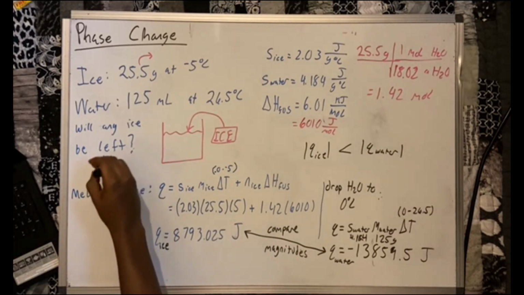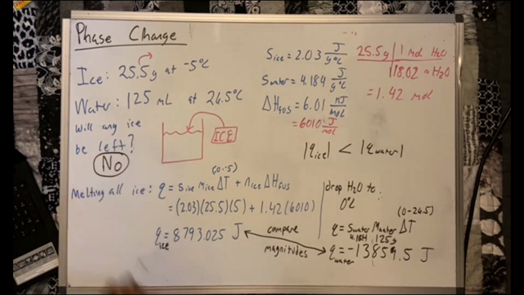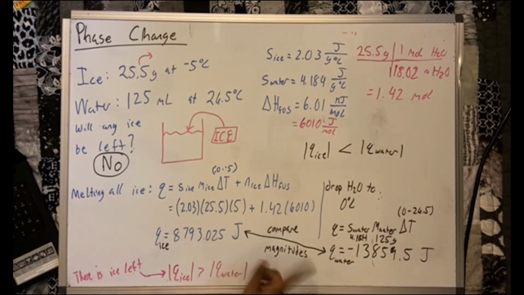Yeah. If it was flipped, right? It was the other way, doing a different color so I don't confuse people. If it was the other way, if the absolute value of my ice was greater than my water, then there would be ice left. Right, we're just comparing these two.